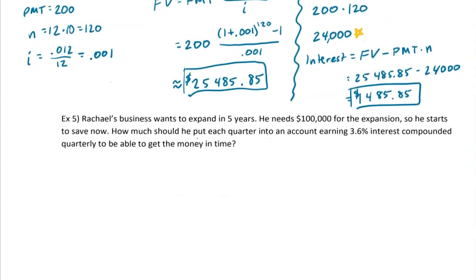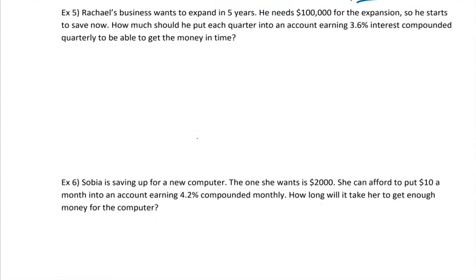All right, let's go ahead and take a look at another one. So example 5. Rachel's business wants to expand in 5 years. She needs $100,000 for the expansion. So she starts to save now. I'm sorry, these should all be she. I changed the name, but I did not change that. I will fix it before I give you all the notes.